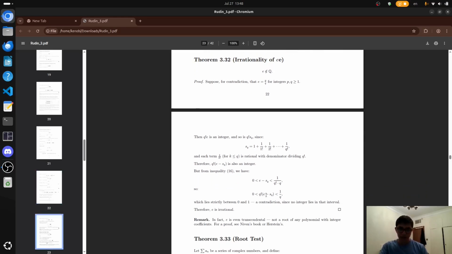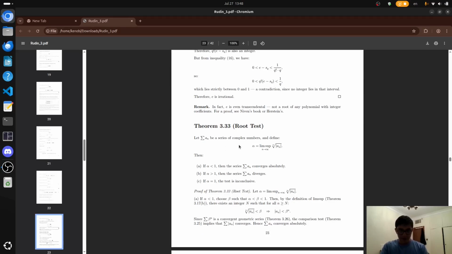And q factorial times Sq is going to be q factorial plus q factorial plus q factorial over 2 factorial, and it cancels out. And we know that the terms of each factorial less than that factorial cancels out. So q factorial Sq is also going to be an integer. So this thing is going to be an integer. And we know it's between 0 and 1 over q, and q is greater than 1. So that means there's an integer between 0 and 1, which doesn't make any sense. It's a contradiction. So e is irrational.